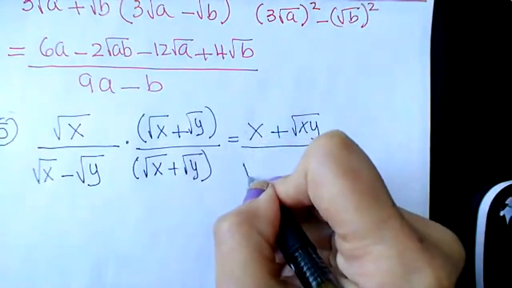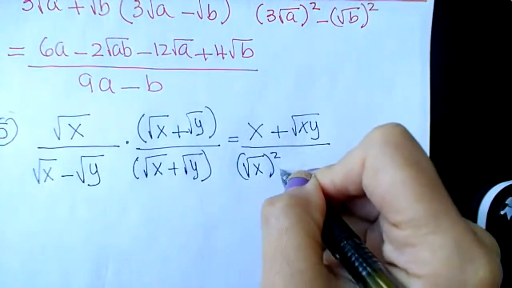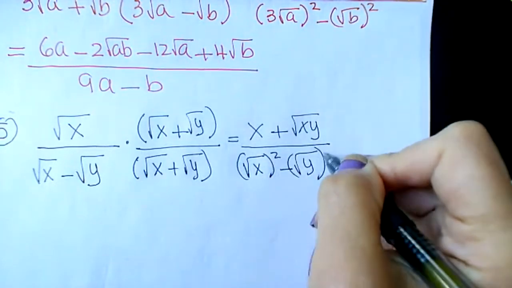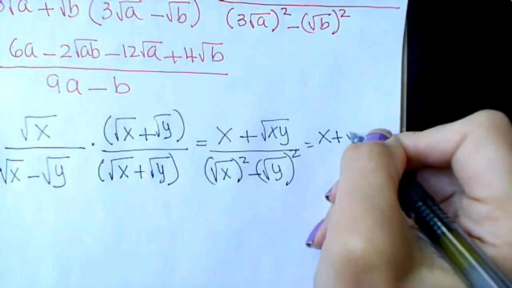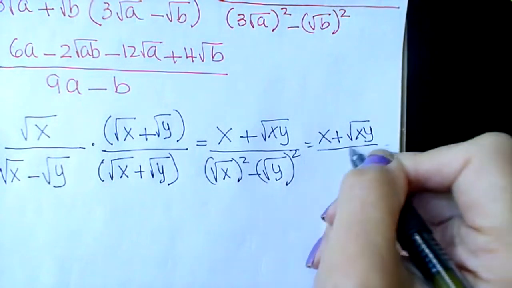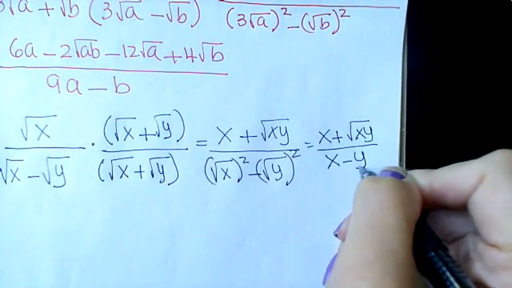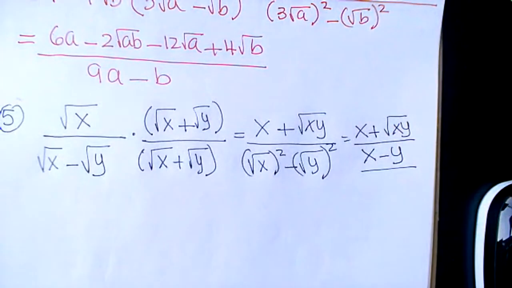This is going to be y squared. So my answer is going to be x plus the square root of xy divided by what? By x minus y. That's going to be my answer. There's nothing else there that we could do. I'm trying to see if we have anything else.